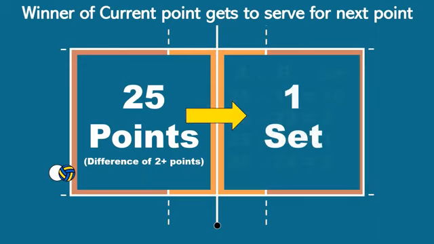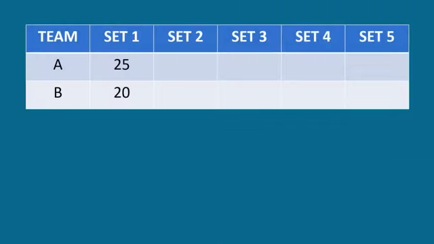Now 25 points corresponds to 1 set. So you win a set if you win at 25 points. And you need to either win 2 sets or 3 sets, depending upon which tournament you're playing. Here's a score. Let's say team A and team B have 5 sets.